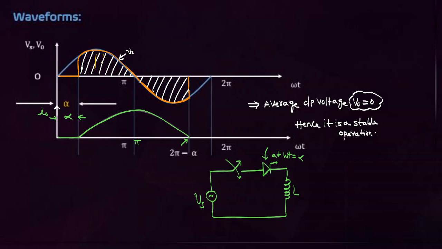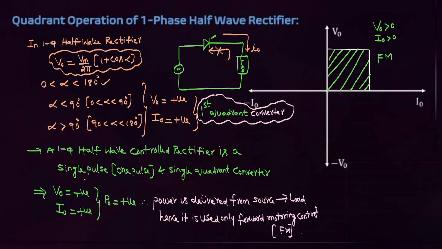Then if you find the average output voltage, positive area equals negative area, so the average output voltage is equal to 0. What is the quadrant operation of a single phase half wave control rectifier? A single phase half wave control rectifier is always operated in the first quadrant. Very important. For any firing angle from 0 degrees to 180 degrees, always V0 is positive and I0 is positive. Always voltage positive, current also positive. Voltage positive, current positive means which quadrant? First quadrant.